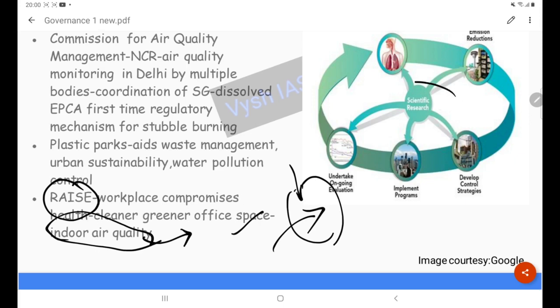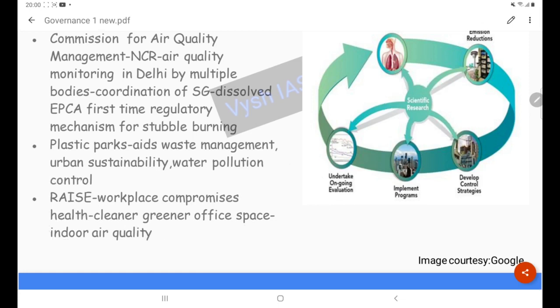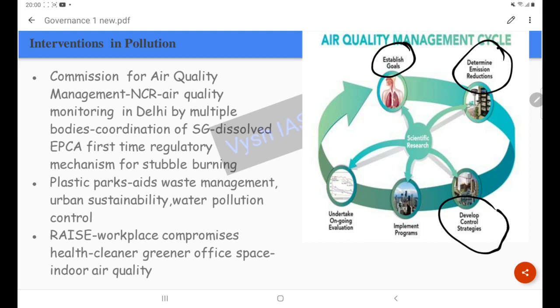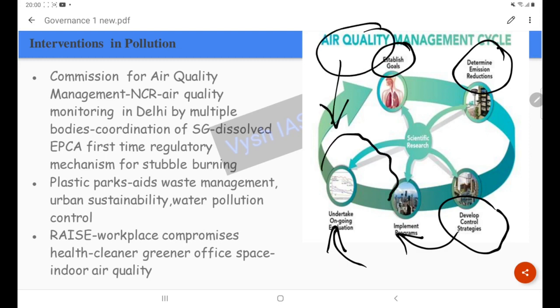Then there is a flowchart kind of thing you can also use, like what are the interventions in health, how can the state take interventions in health. Firstly, you have to establish some goals, then determine emission reductions, then develop control strategies, then implement those programs, then undertake ongoing evaluation. This is like air pollution being given a governance type of approach.